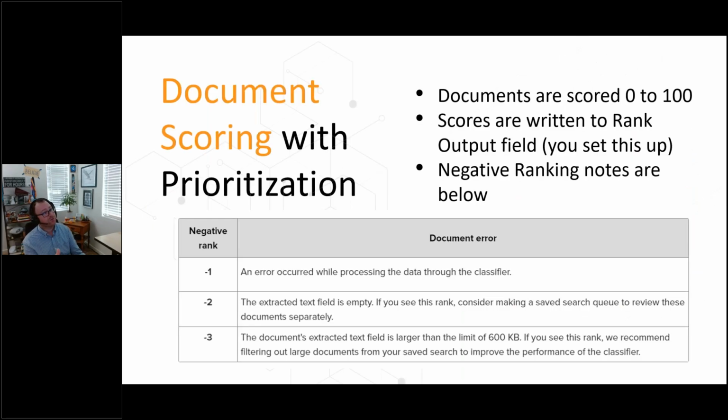So how documents are scored. Generally documents are scored 0 to 100. Their scores are written to that rank output field that you set up. We talked about that a little bit ago. And there's also some negative scoring as well. So those are documents where maybe the document errored, it didn't have extracted text, or it's larger than the limit of 600 kilobytes for that particular text file. So just something to be aware of. You can do a search for these documents. Maybe you want to put them in a safe search queue, just because the prioritization won't work.